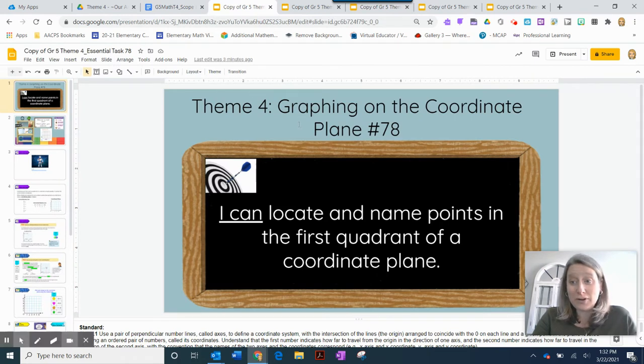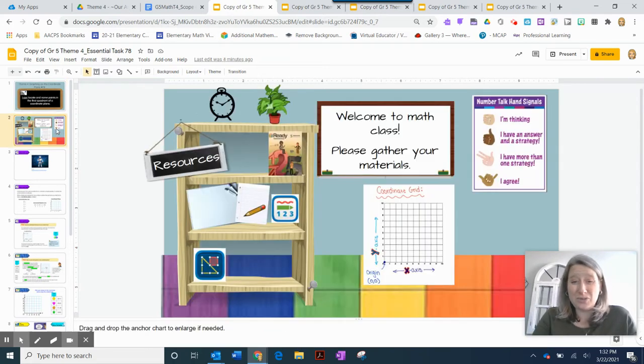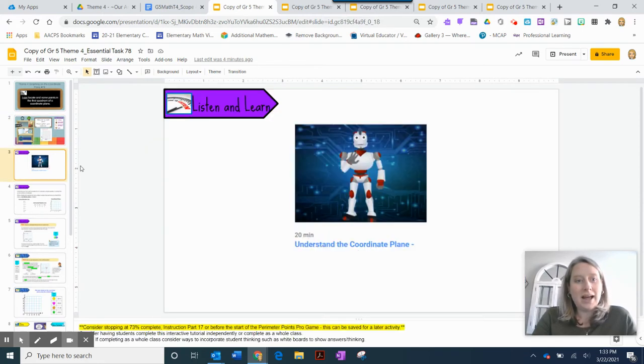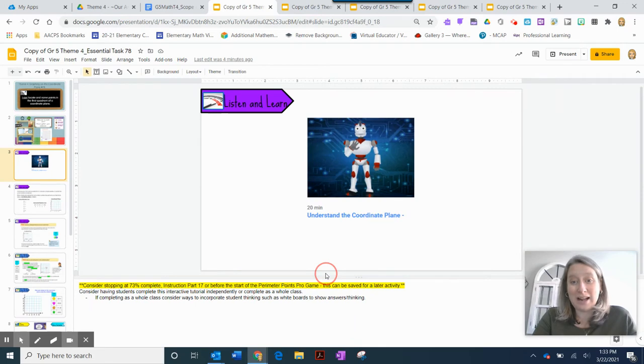Our very first essential task, 78. Once again, this really is just getting used to the first quadrant in the coordinate grid. The first quadrant is where we're going to stay in 5th grade. This does start with a Ready Common Core interactive video. I highly recommend using that. It does a great job linking the number lines and the coordinate grid system, and why we have it and how to use it.